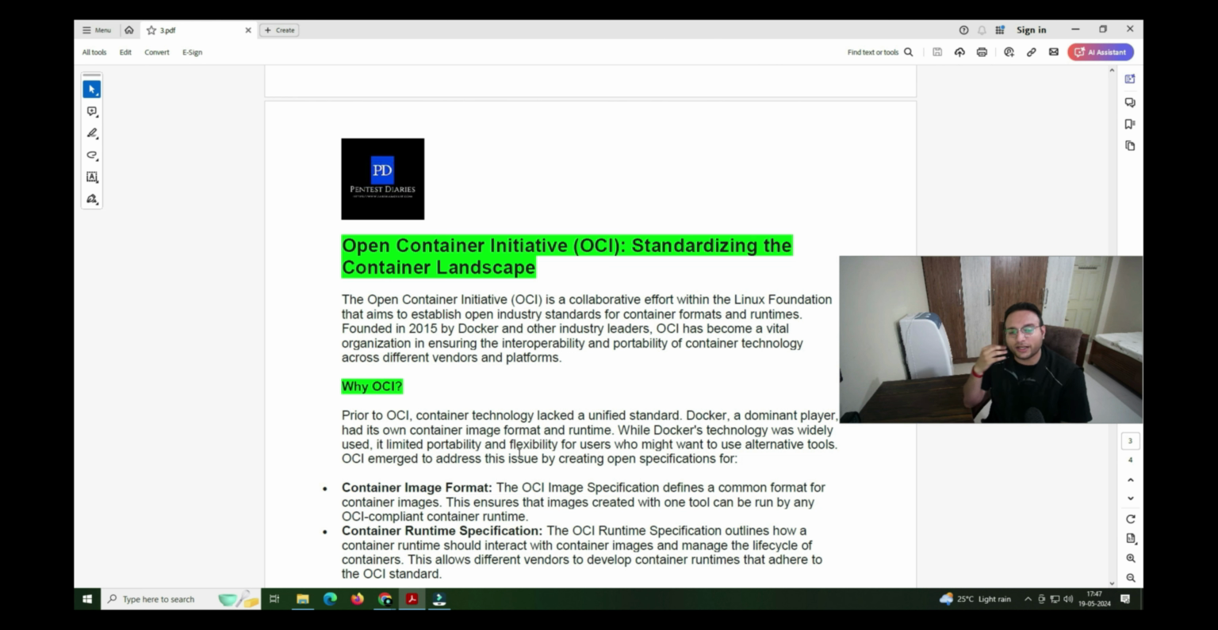The Open Container Initiative, OCI, is a collaborative effort within the Linux Foundation that aims to establish open industry standards for container formats and runtime, founded in 2015 by Docker and other industry leaders. So it's not only Docker itself, other vendors also got involved in it. OCI has become a vital organization in ensuring the interoperability and portability of container technologies across different vendors and platforms. Okay, that is the most important line.